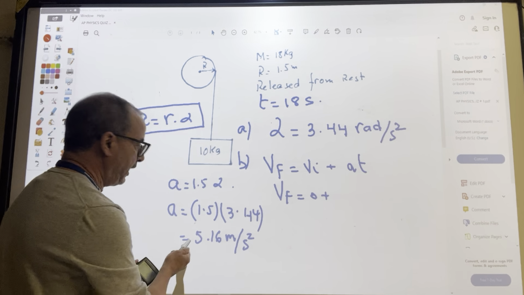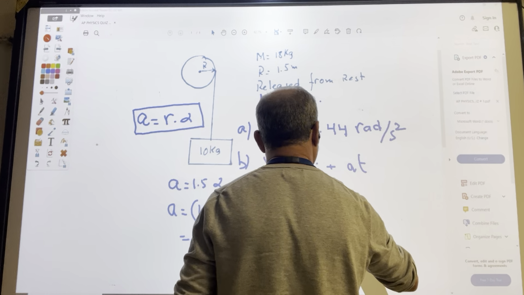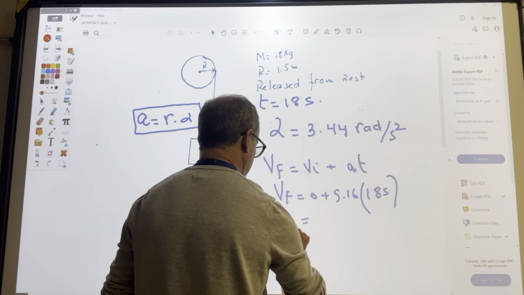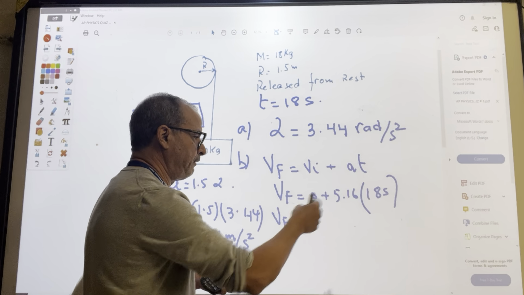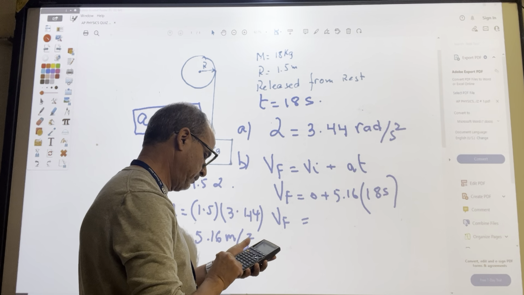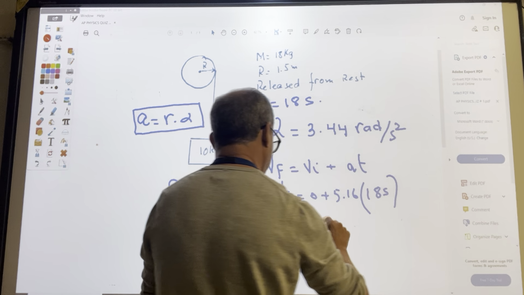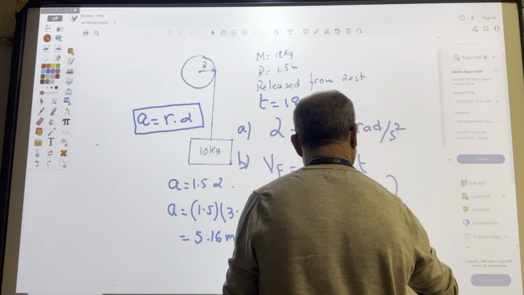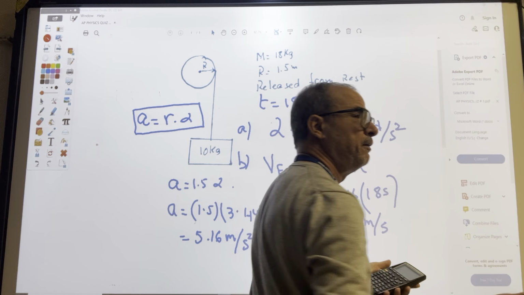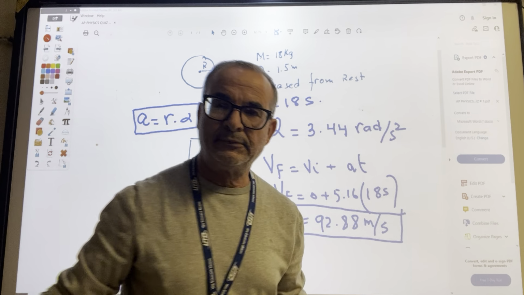All right, so I have my acceleration. I'm just going to plug it in here. So it's 5.16 times, the time is 18 seconds. So I get my velocity, the final velocity is going to be 5.16 times 18, and then I get 92.88. And this is meter per second squared. I'm sorry, meter per second. So there you go. Done. That's the first video.